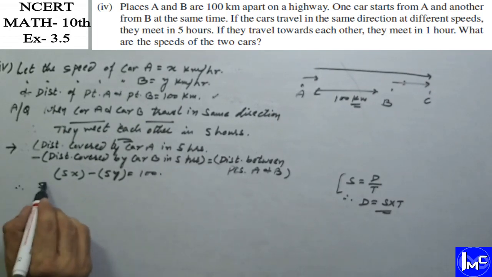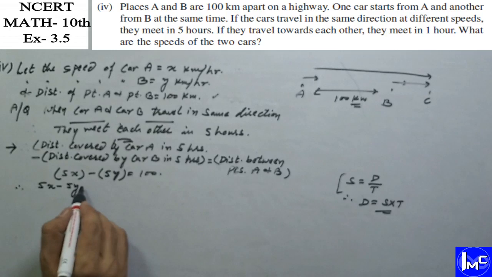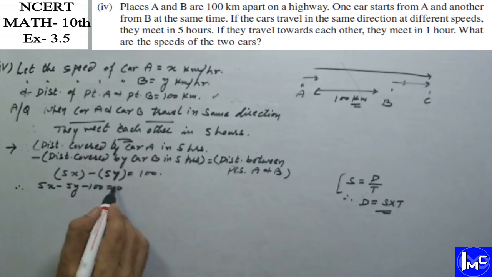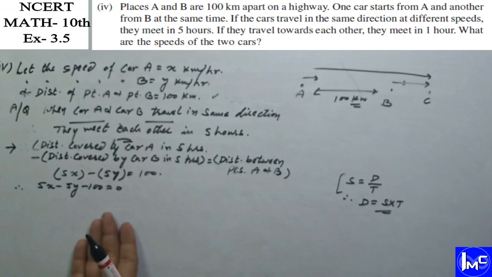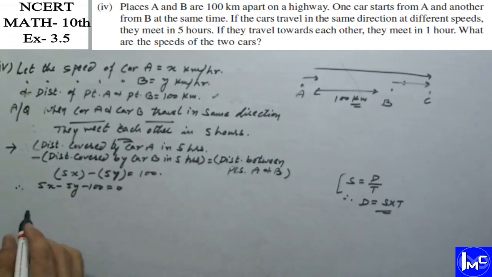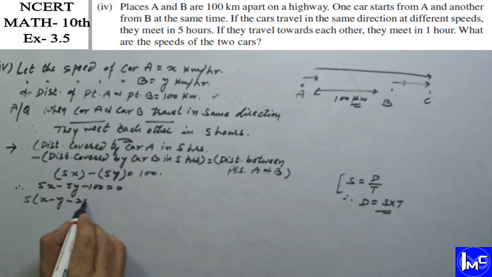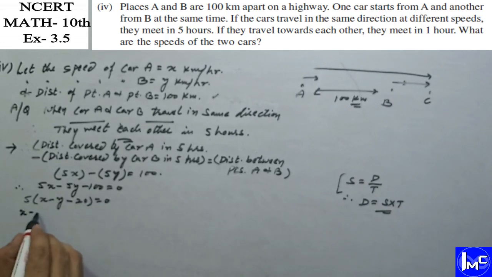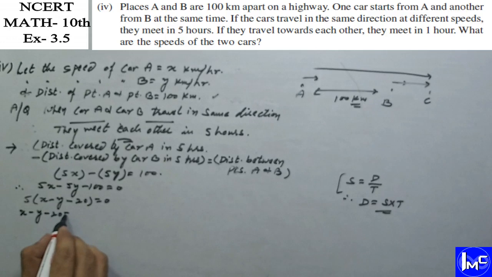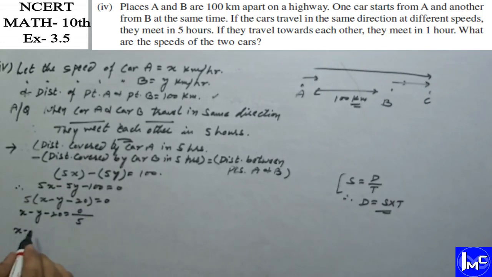And so it will be 5x minus 5y minus 100 is equal to 0. You can also write the simplified form of the equation by taking 5 common from all the terms: x minus y minus 20 is equal to 0. It has only been written for simplification purposes, and this is our first equation.